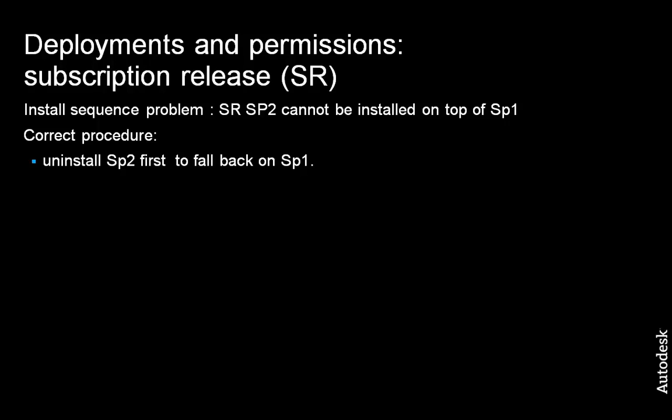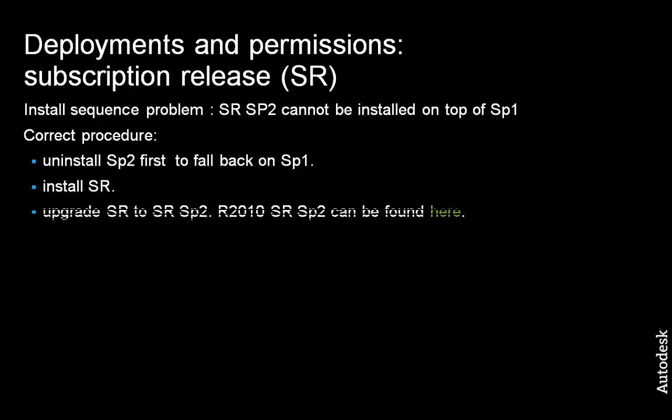if you have SP2 installed, you have to uninstall SP2 first. This puts you back at the SP1 level. Then you can install the subscription release. On top of the subscription release, you can install the Service Pack 2 for the subscription release.